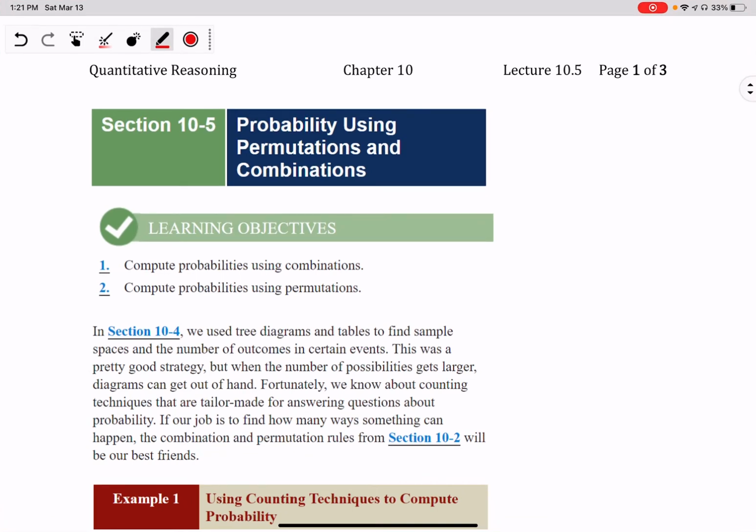Hey guys, we are continuing chapter 10. We have made it to section 5, where we will discuss probability using permutations and combinations.